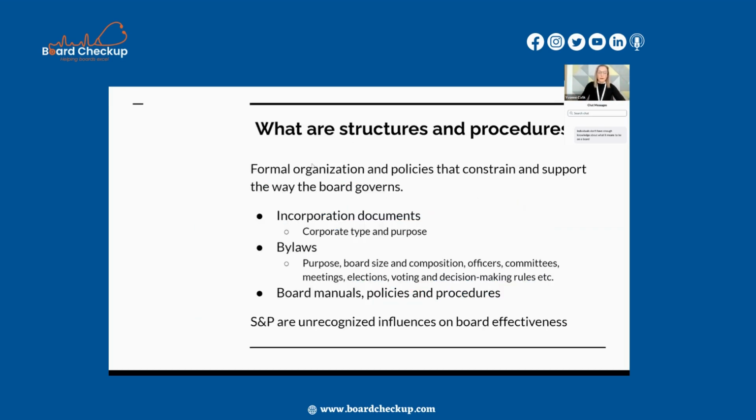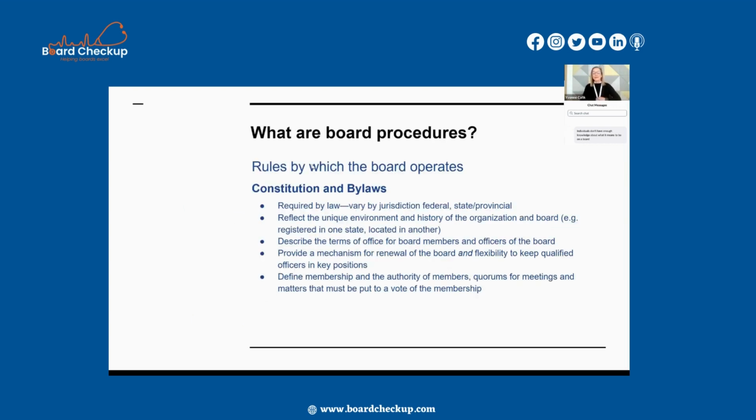Now, I'm going to skip over that one for a second because I've divided them up, but let's talk about what they are first before we get into some of the challenges. So we have board structures and procedures. Let's start with the procedures. Those are the rules by which the board operates, and they're specified in the Constitution and bylaws. These are legally required, and they vary by jurisdiction. They reflect the history of the organization and the board, and the place in which that corporation was registered, and they can vary by where that location is.